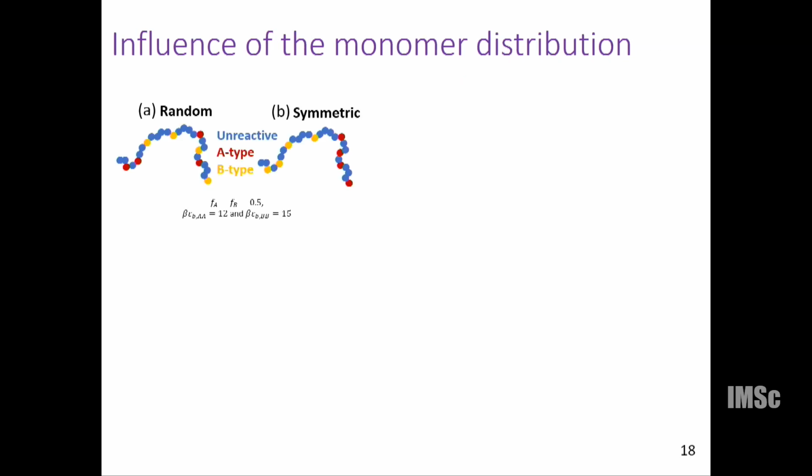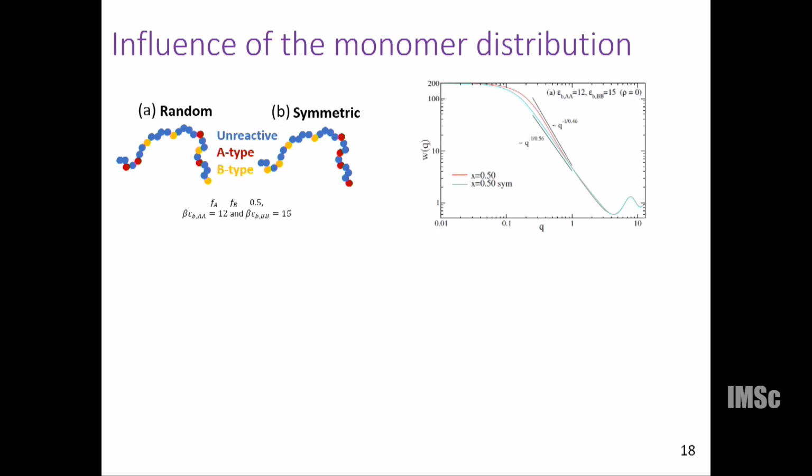So far I have discussed the consequences of orthogonal cross-linking and the influence of monomer composition. But what happens if I change the distribution of these monomers? In this case, I have randomly distributed A and B monomers, and in this case, they are arranged in a diblock fashion. What you see is that there is a drastic difference in the form factor exponent. In the symmetric case, there is an extended conformation.